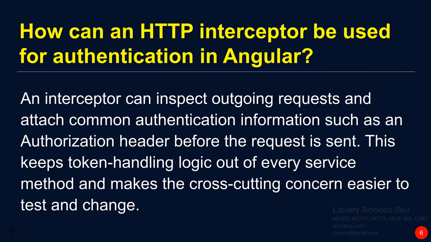How can an HTTP interceptor be used for authentication in Angular? An interceptor can inspect outgoing requests and attach common authentication information, such as an authorization header, before the request is sent. This keeps token handling logic out of every service method and makes the cross-cutting concern easier to test and change.